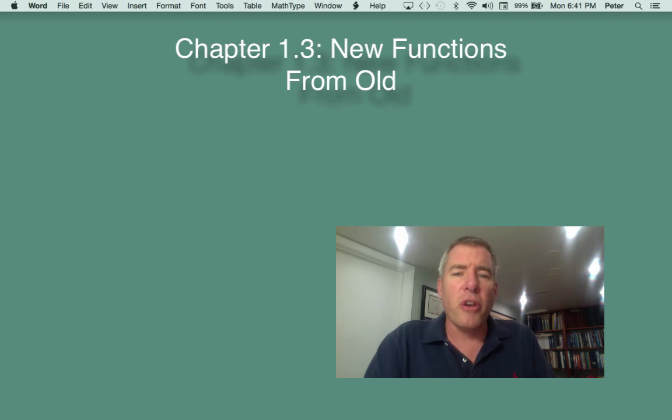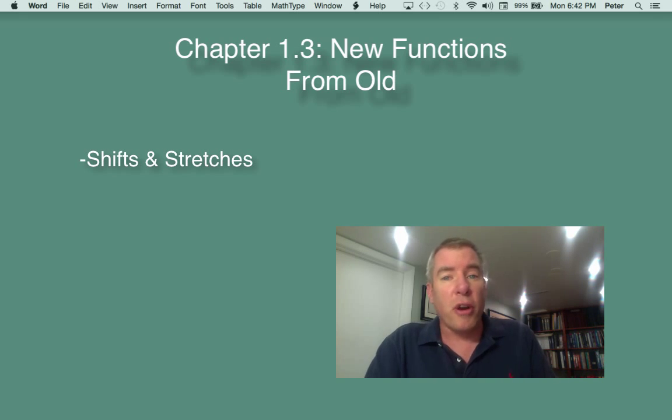We continue our discussion of a library of functions. We'll start off with looking at shifts and stretches. So if we know a function, how can we get a new function by changing some of the constants and shifting it vertically or horizontally, or stretching it, or compressing the original graph?